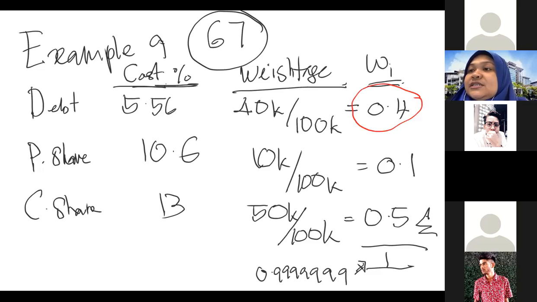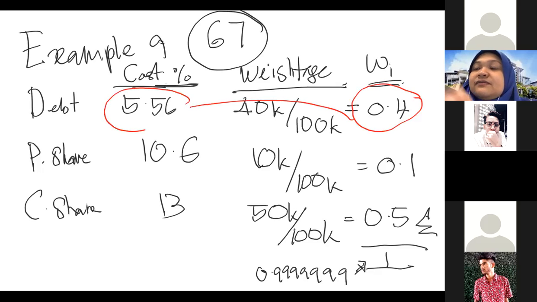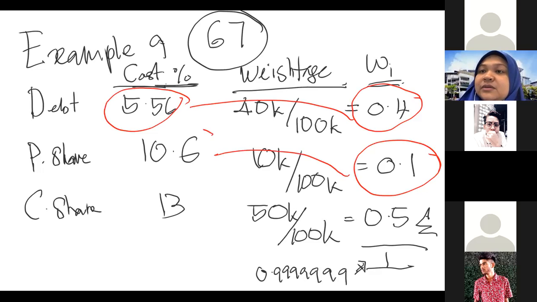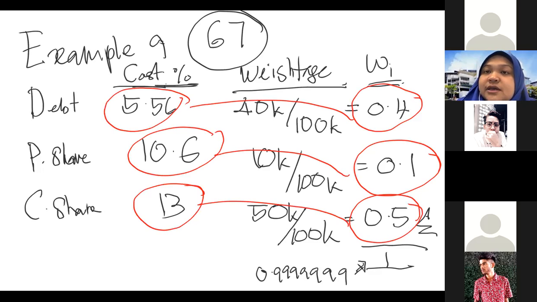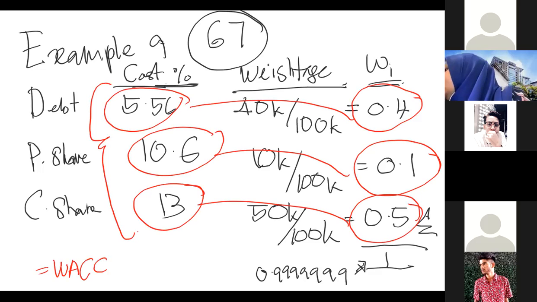So now macam mana nak cari WACC? WACC, weightage darab dengan cost of capital. So add up all these three things, you will get WACC, as shown in the example. So 0.4 times 5.56. You boleh guna cara yang ada dekat dalam buku.